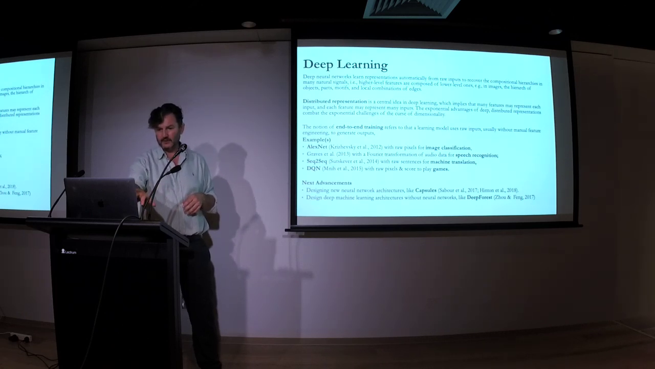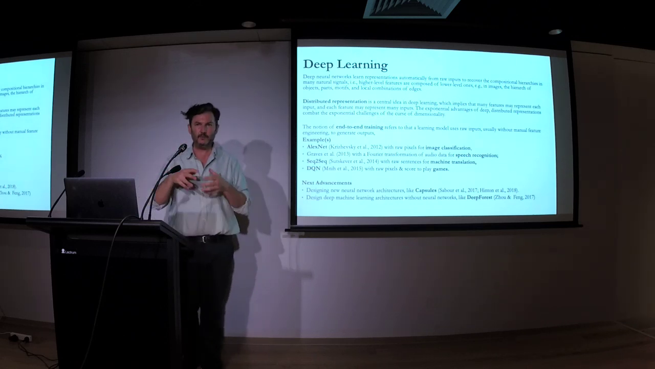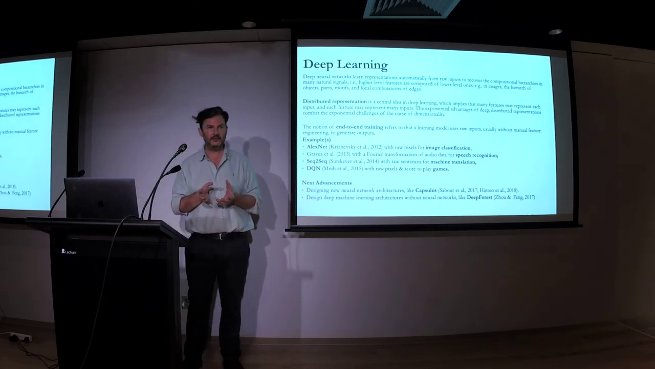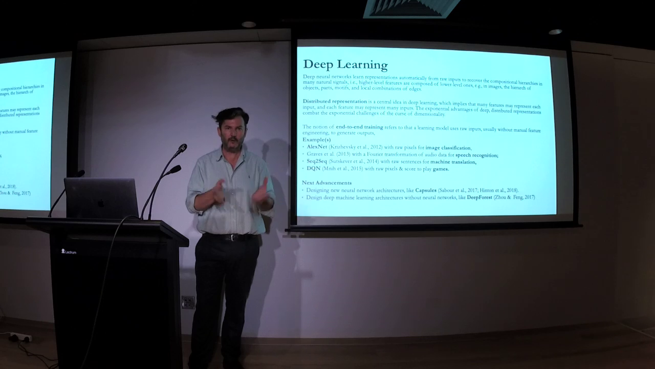I've got the notation that end-to-end training refers to the learning model using raw inputs, usually without manual feature engineering, to generate outputs, as with AlexNet. Now that's a significant achievement. If you look back in the history of artificial intelligence, in 2012, it's a very significant achievement. And why is that the case?